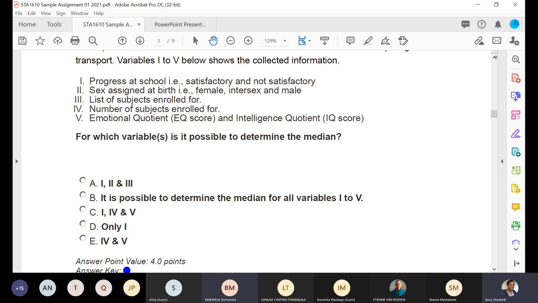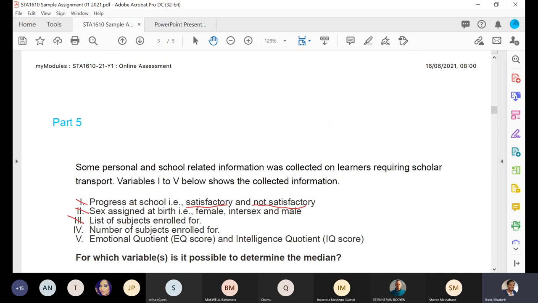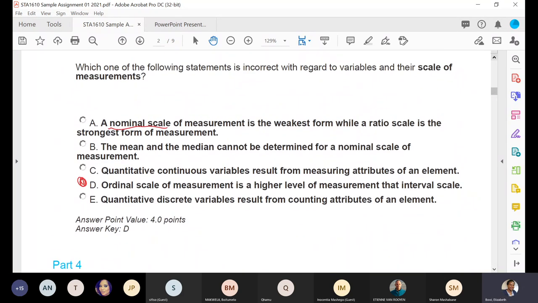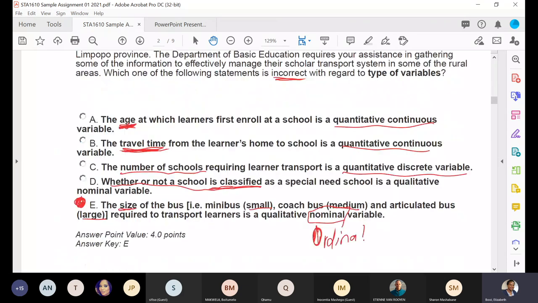The first one is correct because the levels of satisfactory are ordinal and we use ordinal to measure the median. We use ordinal to measure, but the levels are satisfactory or not satisfactory. It's like pass or fail. There's no order or rank on that. You failed, it's another category, or you passed, which is another category. One is not superior to the other. Sex is categorical. List of subjects are categorical. Remember, we just finished the question where we said the mean and the median cannot be calculated for ordinal variables.